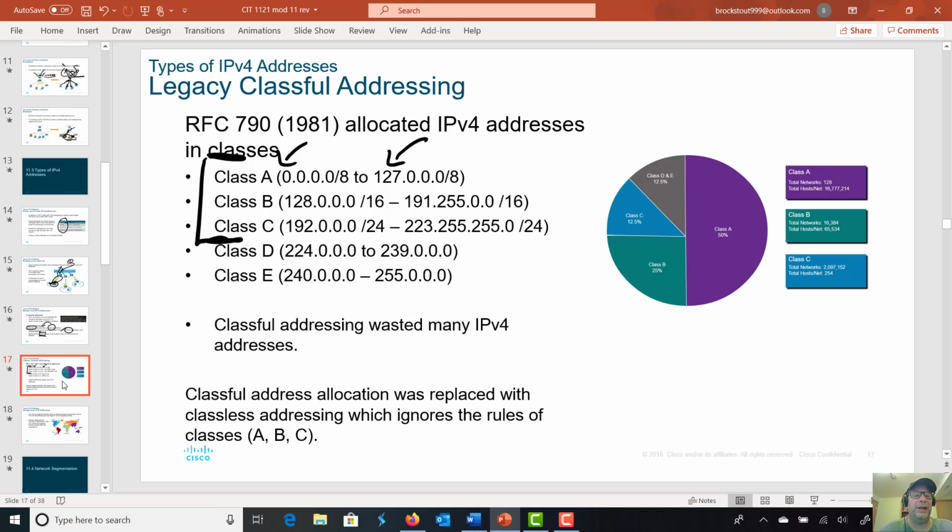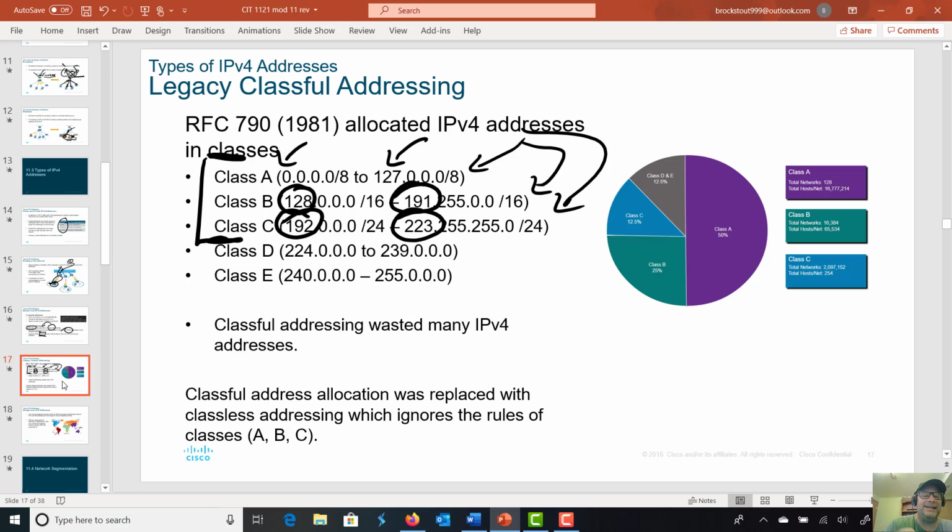If it is between 128 and 191, it's considered a Class B. So anything between 128 and 191 is going to be considered a Class B address. Anything from 192 up to 223 is going to be considered a Class C address. The default masks on those are 8 and 16 and 24. So Class A's, big networks. Class B's, medium-sized networks. Class C's, really small networks, no bigger than 256 total addresses in a given network on a Class C. That's pretty small.